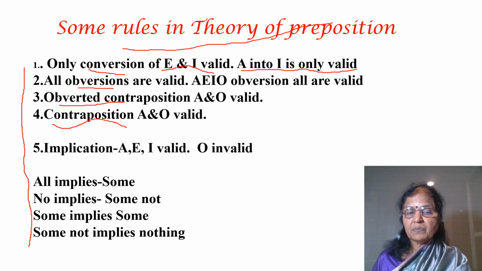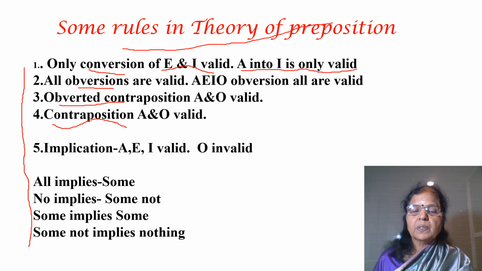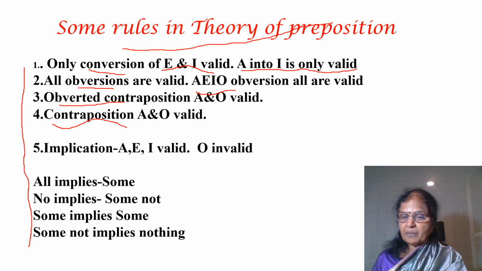You know what is conversion? Conversion means changing the subject and predicate. So conversion of E is valid, conversion of I is valid, but A into I is the only valid one for A. You cannot convert A into A type. Okay? And all obversions are valid. So A, E, I, O, all four types of statements, if you do obversion, you know what is obversion from the previous slide.